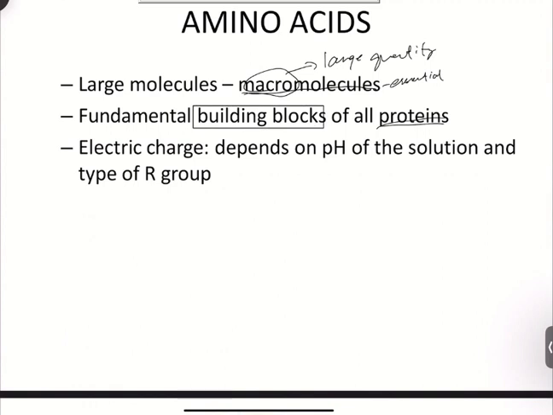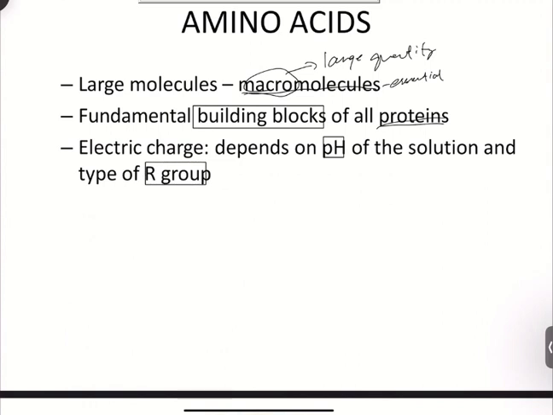Okay? The electric charge of your protein depends on the pH of the solution and the type of group attached to it. Okay? It depends on the pH and the group attached to it. Okay?